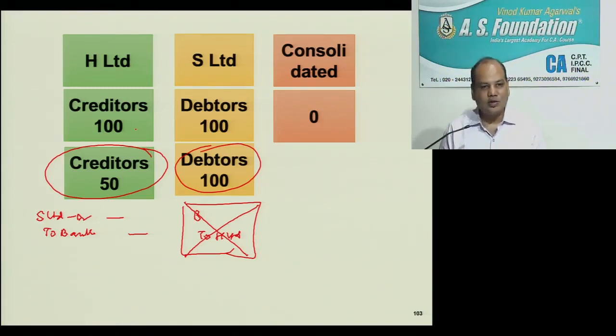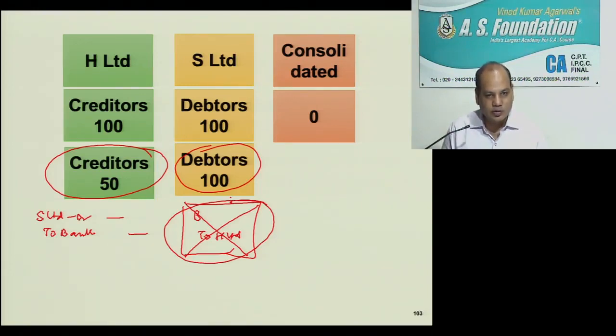Okay, S Limited account debit to purchase return. But this party has not received the goods yet. So they have not passed the entry so far, that sales return account debit to H. They should have passed, but they have not passed. Why have they not passed? They have not received the goods.